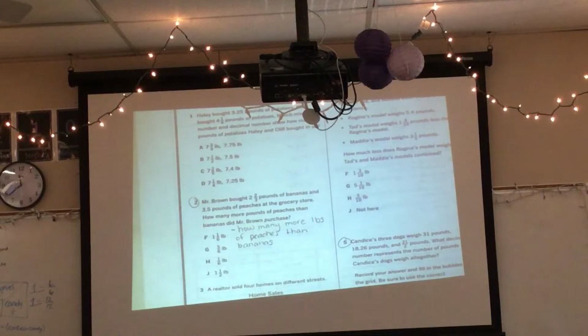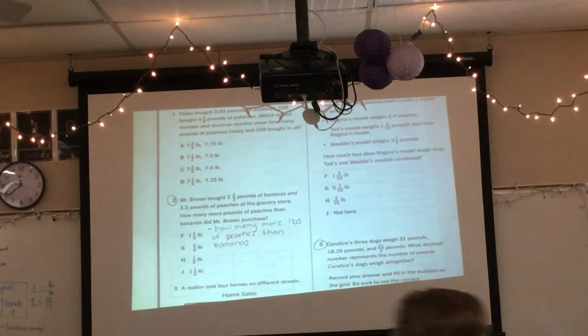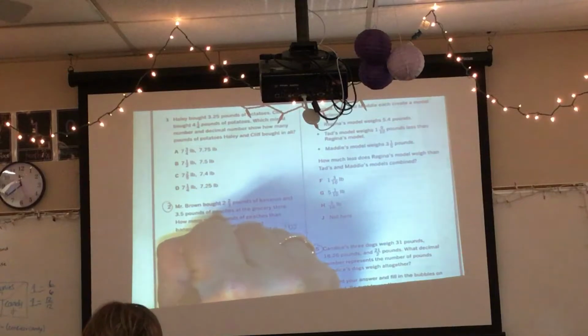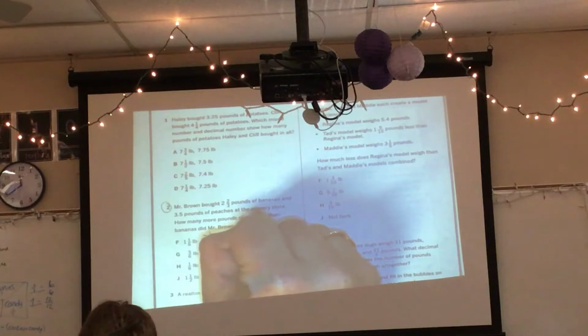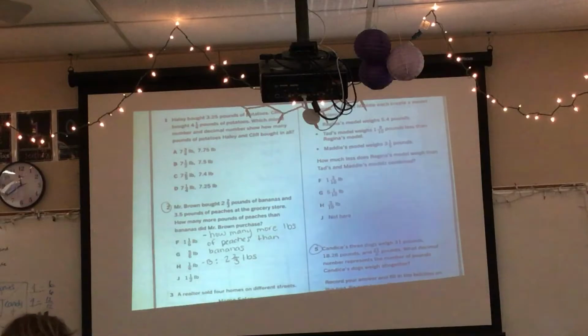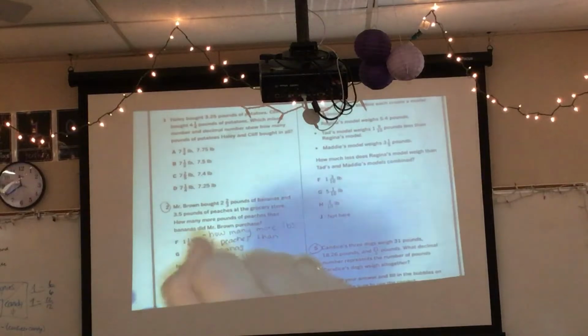Okay, what do I need to know in that problem to help me solve this question? He bought 2 2/3 pounds of bananas. So I'm going to put a B for bananas, and it's 2 2/3 pounds. What else do I need to know? He bought 3 5/10 pounds of peaches. Okay.